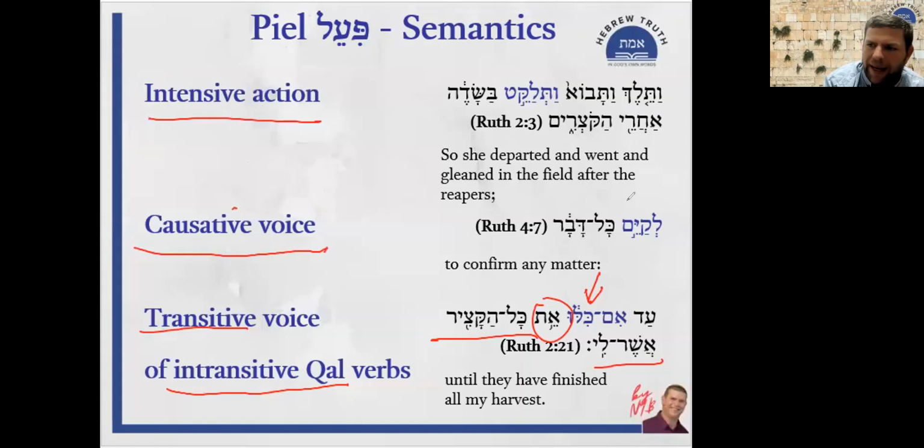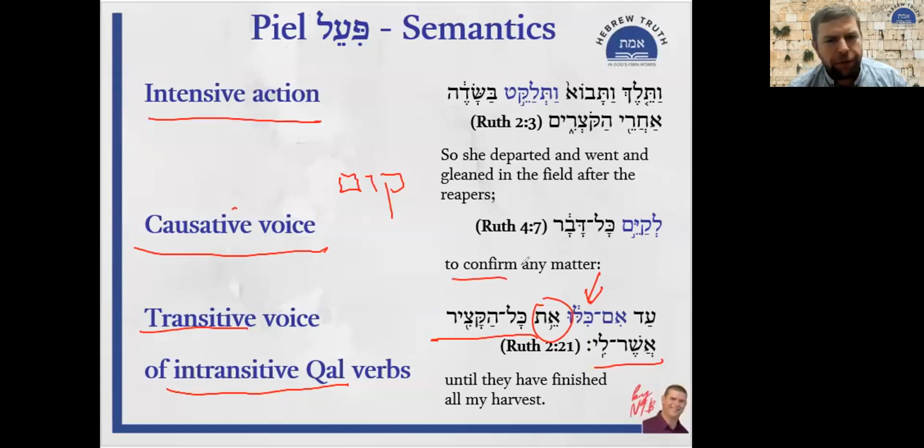Here, lekayem. The root kuf, vav, and mem has to do with standing. Lekayem, to make to stand, to cause to stand, to confirm. Okay? Okay, causative. We do have further uses, okay? But they're not as common.